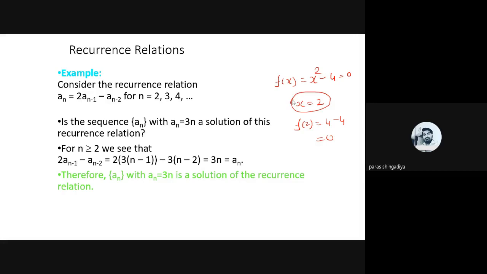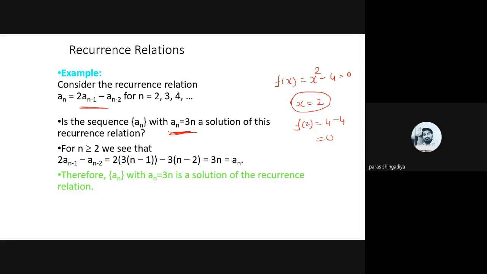The same trick we apply to check the solution of a recurrence relation also. Here one of the recurrence relations is given: a_n = 2a_{n-1} - a_{n-2} for n = 2, 3, 4, and so on. And here we check whether the sequence a_n = 3n is a solution of this recurrence relation or not. You have to check whether this 3n term is a solution or not.